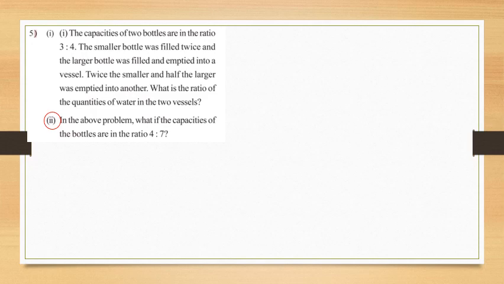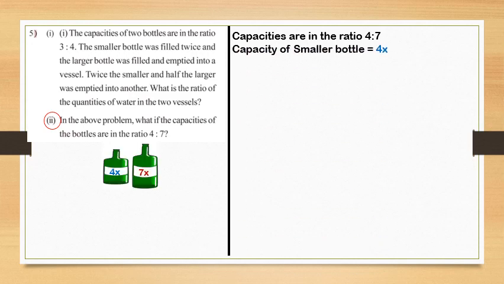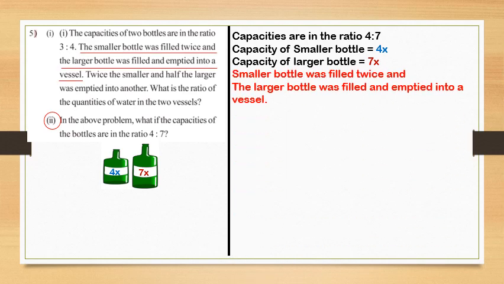In the above problem, what if the capacity of the bottles are in the ratio 4 is to 7? So let us write the capacity of the two bottles are in the ratio 4 is to 7. Let us take the capacity of the smaller bottle equal to 4x and the capacity of the larger bottle equal to 7x. And our question says the smaller bottle was filled twice and the larger bottle was filled and emptied into a vessel. So let us take a vessel.